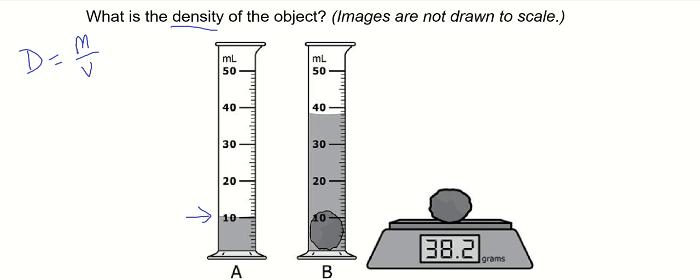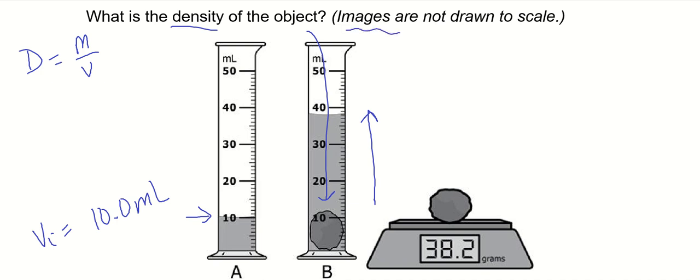It doesn't matter how much water is initially in there, but we're going to have to properly measure that with sig figs. So that line, if you measure the bottom of the meniscus, is like 10.0 or 10.1 or 9.9, is all good. And there's the initial volume. And after we drop this object in, the water level rises. Doesn't look realistic, but it says images are not drawn to scale.